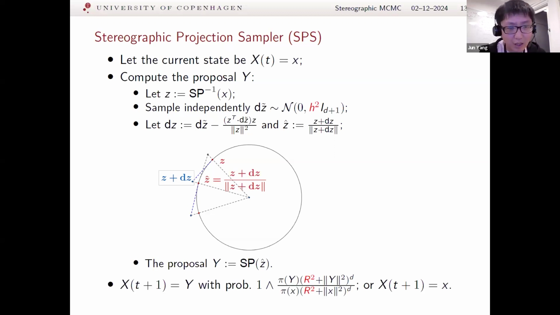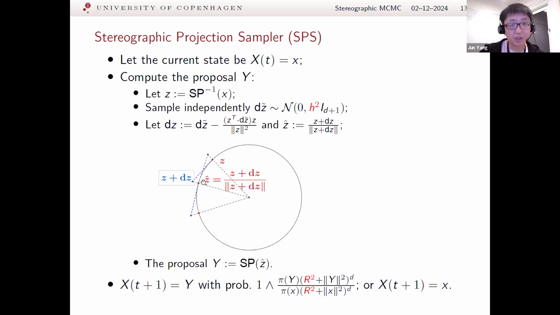Then, as a Metropolis-Hastings step, I will accept this proposal with some probability. You can see the only difference is there's a ratio here, which is basically the Jacobian of the transformation. And I have introduced another tuning parameter called capital R here, which is basically the radius of the sphere. In this picture, I'm basically using the unit sphere.